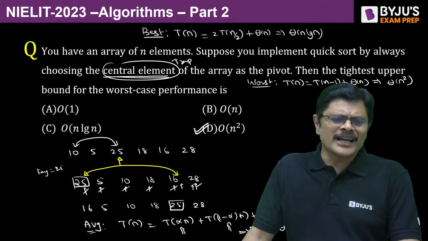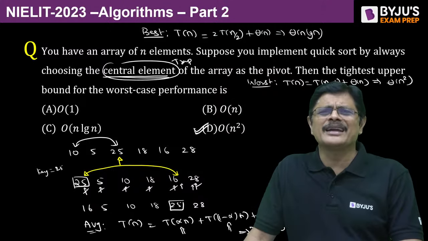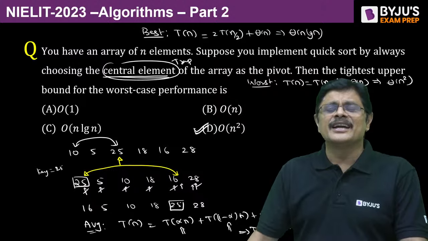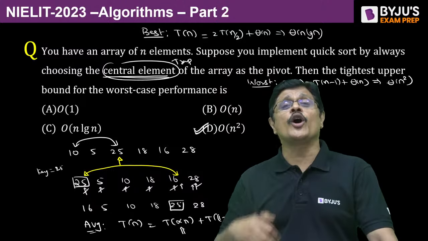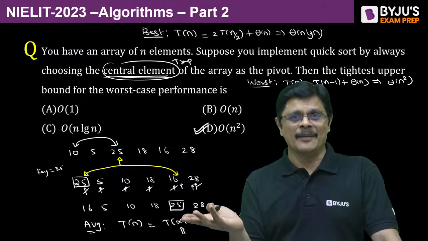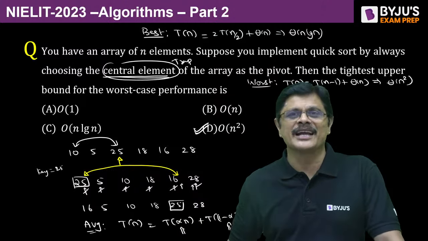No, it's not like worst case. See, average case is taken over all inputs. It is the time complexity taken over all inputs. Am I clear? So that is how we need to understand average case.